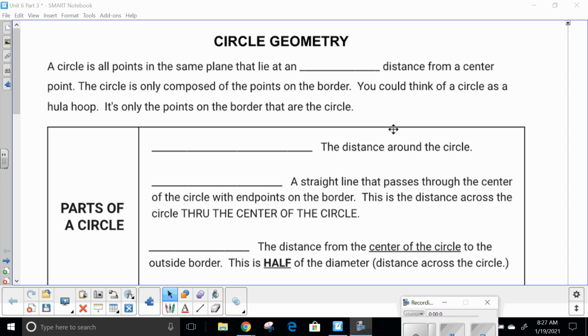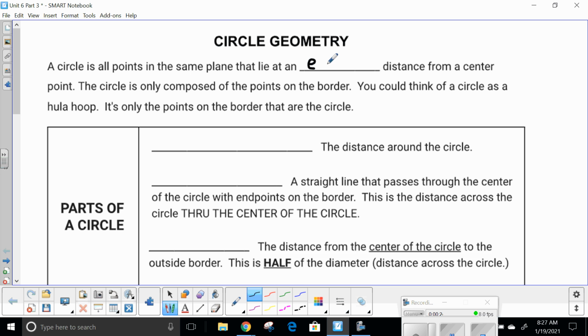We're going to start talking about our next part of the geometry unit, which is circles. And let's make sure we understand what a circle is. We need to turn to page 1 in our packet, and this is the definition of a circle. A circle is all of the points that are in the same plane that lie at an equal distance from a center point.